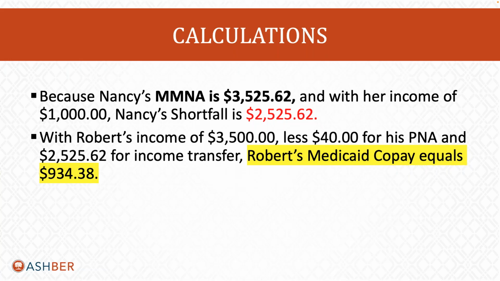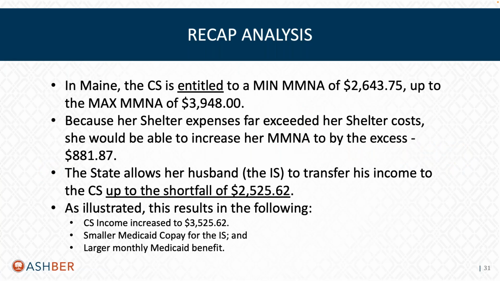And again, just like with other cases, that Medicaid copayment is going to go down, and the Medicaid benefit is going to go up. And I think I got a little bit ahead of myself there because that's what this slide essentially wraps up. So because we're in a minimum maximum state, we do have to account for that range, the minimum, the $2,643.75, and the maximum $3,948. So with her number falling at $3,525.62, she's within that range, so it's an allowable MMNA for her.